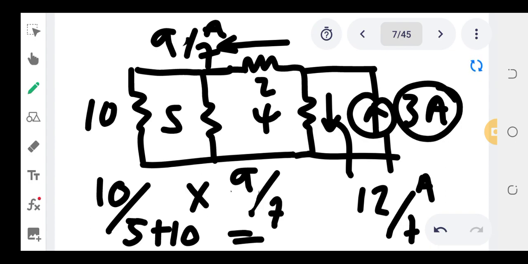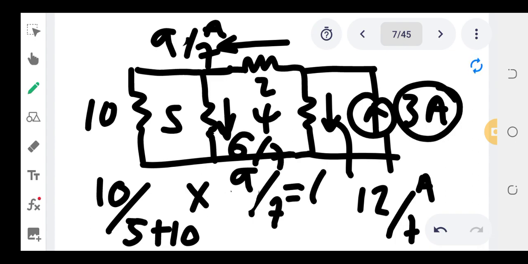So when we say 9 over 7 times 10 over 15, we get 6 over 7 there. So we are getting 6 over 7 here. So 6 over 7 amps, that is what we are getting.